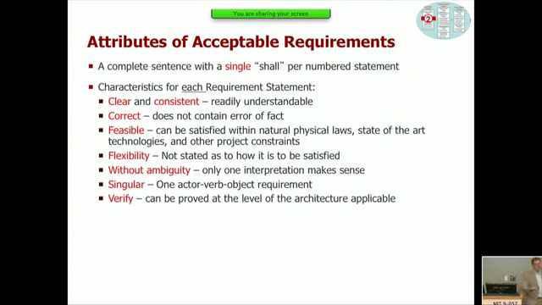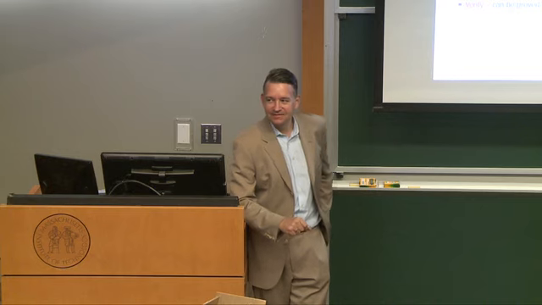Now that's a really tricky one. That's the first thing here that's really tricky when you think about it. Feasible means what? It means this requirement can be satisfied within the laws of physics and state-of-the-art technologies and other project constraints. So why is that a tricky one?